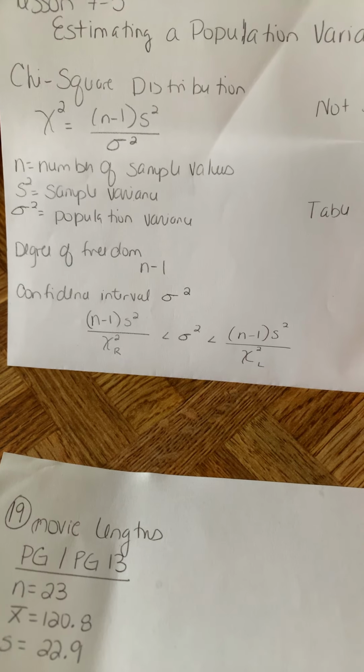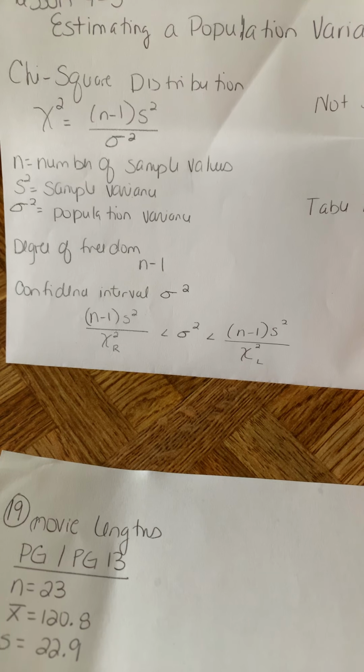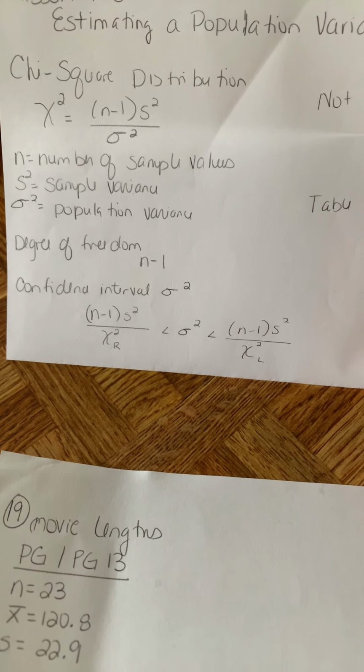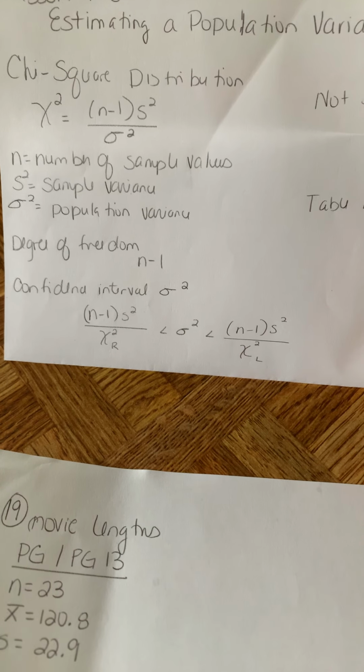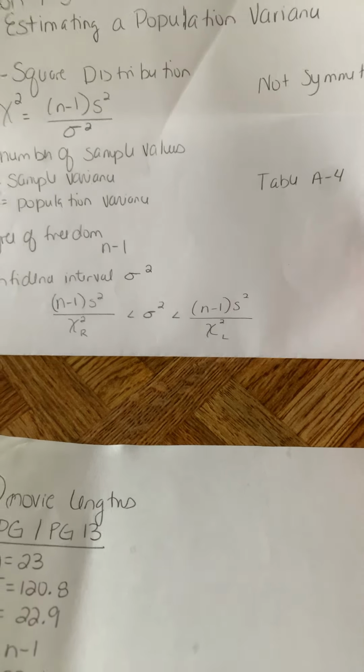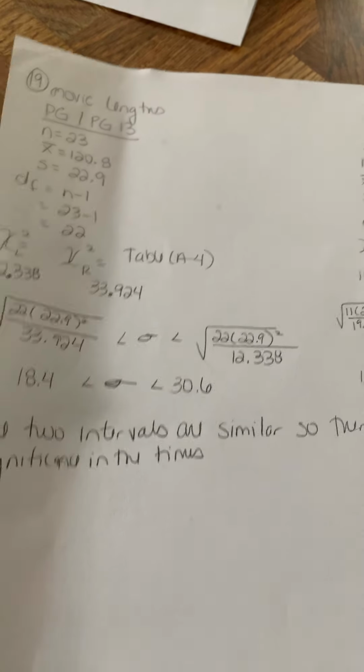And then the confidence interval, which you guys will be doing, is n minus 1 times your sample variance, all over the chi right and chi left values that we're going to find. We're going to be using table A-4, which I also attached into your lesson.